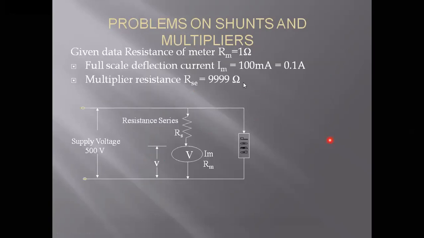We'll just list out what the given things are here. So Rs, this value is 9,999. Rm is 1 ohm and I is 0.1. This is our load. We want to see what V value the meter can measure.